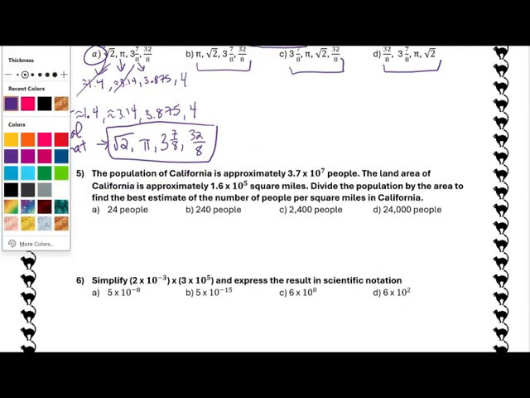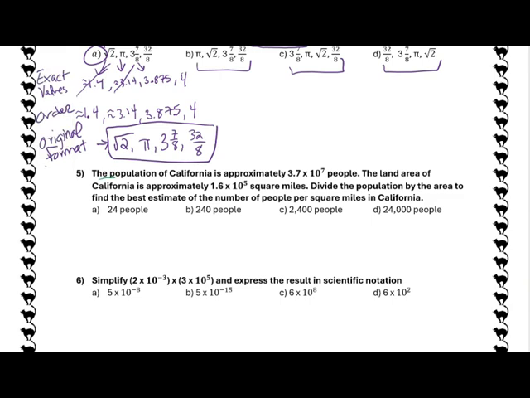Number 5. The population of California is approximately 3.7 times 10 to the 7 people. The land area of California is approximately 1.6 times 10 to the 5th square miles. Divide the population by the area to find the best estimate of the number of people per square mile in California. This is estimating quantities.